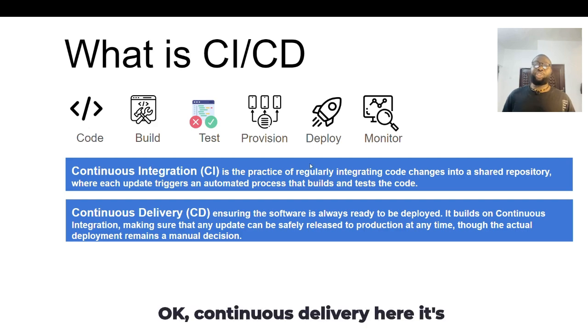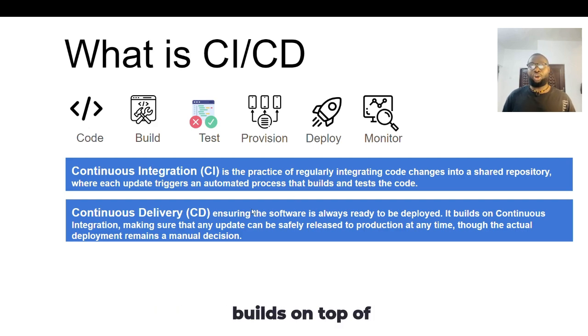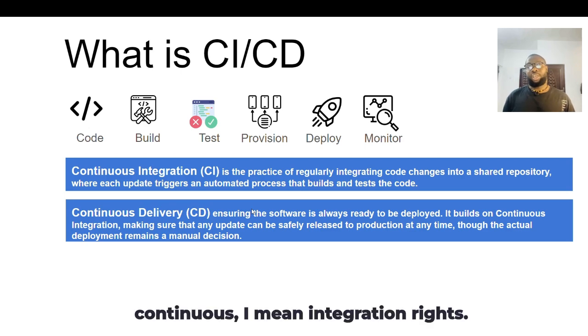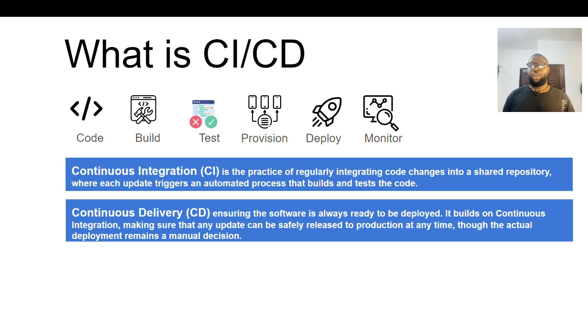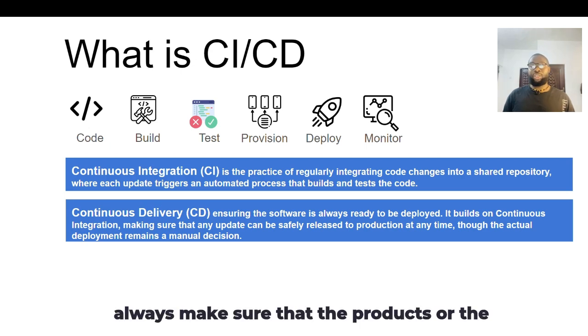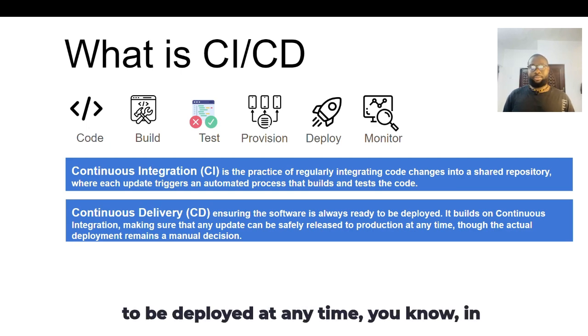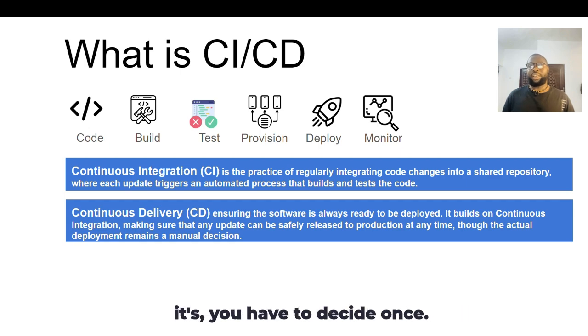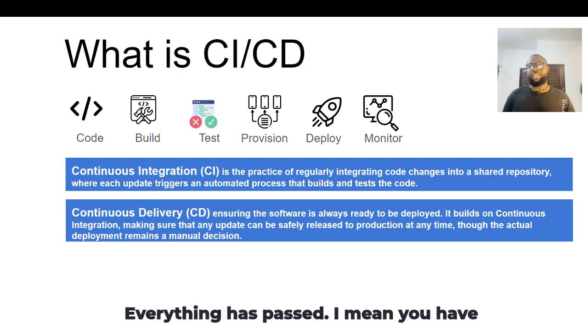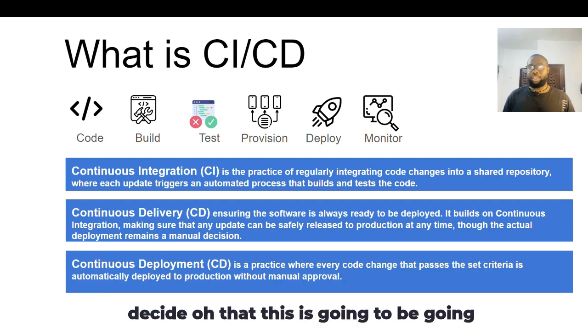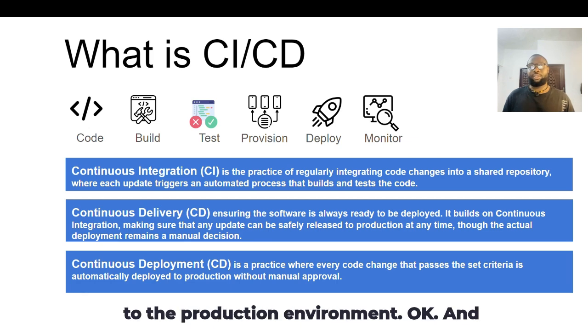On continuous delivery, it's built on top of continuous integration, right? Here the goal is to always make sure that the product or the code is ready to be deployed at any time, in any environment. And the deployment decision is a manual one. So you have to decide once everything has passed and you have set all your criteria, you can decide that this is going to go into the production environment, okay?